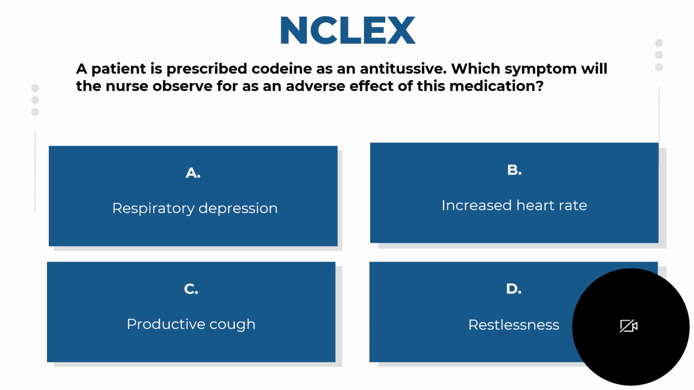A patient is prescribed codeine as an antitussive. Which symptom will the nurse observe for an adverse effect of this medication? A, respiratory depression. All right, very good. Fluticasone.